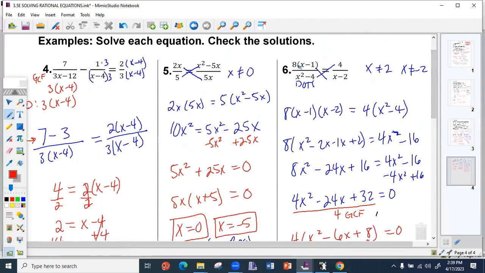Could you have used a calculator and found the intersection by using y1 and y2? Why, yes, you can. Just make sure when you're plugging into the calculator that you're protecting your numerators and protecting your denominators. Okay, otherwise your graph will be messed up.